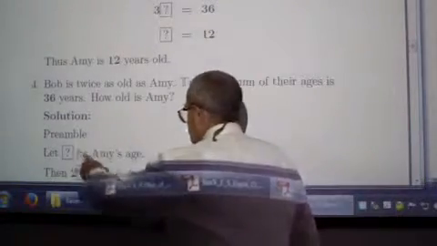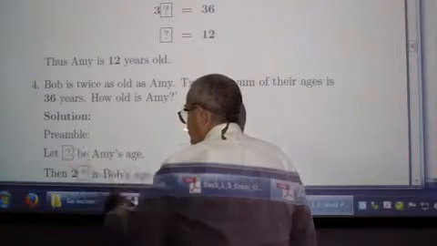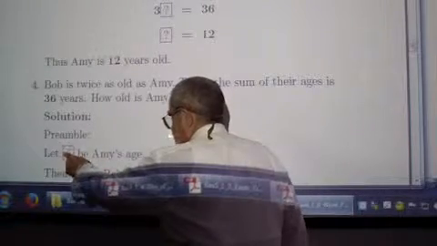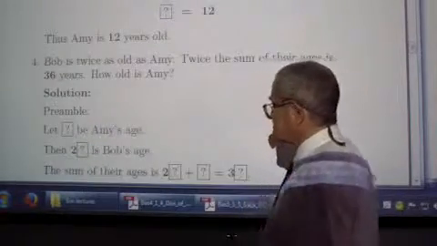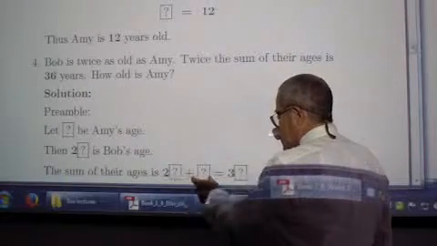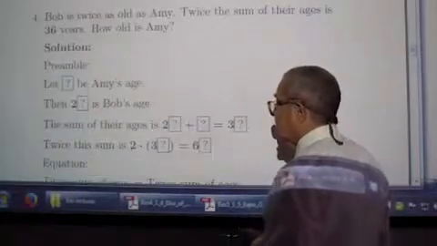Let x be Amy's age, then Bob's age is 2 times that number, whatever that number is, it's 2 times that number in the box. The sum of their ages is Bob's age, 2 boxes, plus Amy's age, 1 box, a total of 3 boxes.